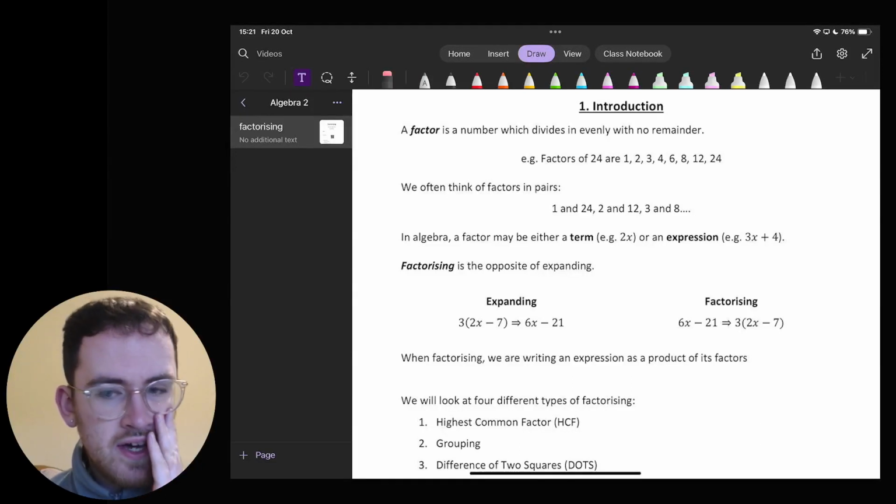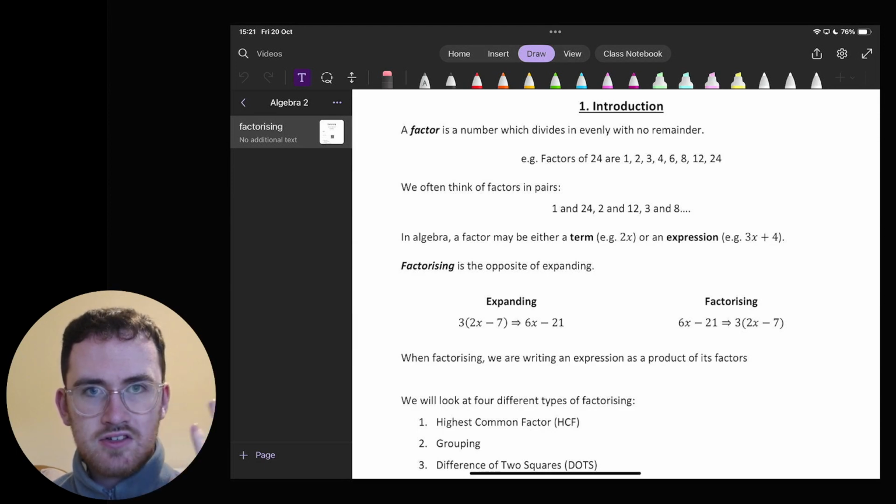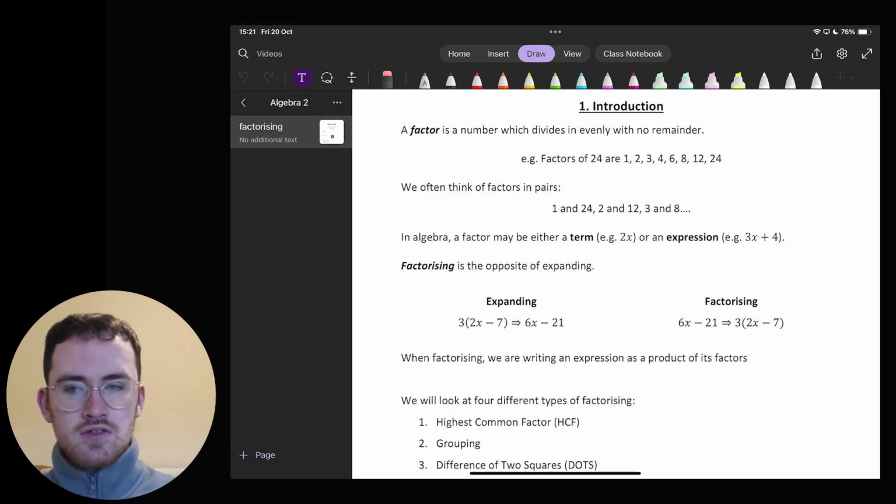Okay, we're going to look at factorizing. So we're going to start off with just kind of an introduction as to what factorizing and factors are, and then we're going to look at highest common factor, one of the types of factorizing. Then we'll do another video for some of the other ones. So looking first of all at what a factor is.